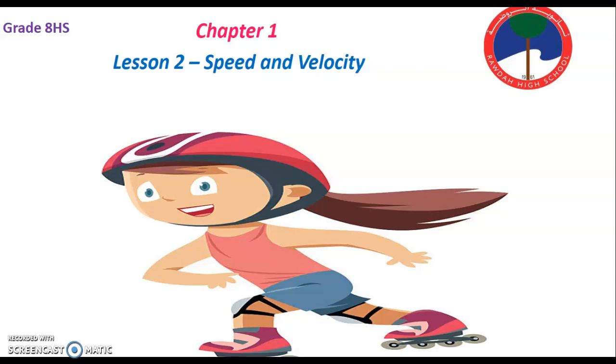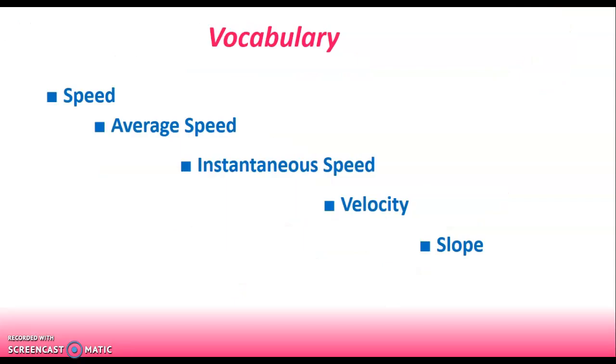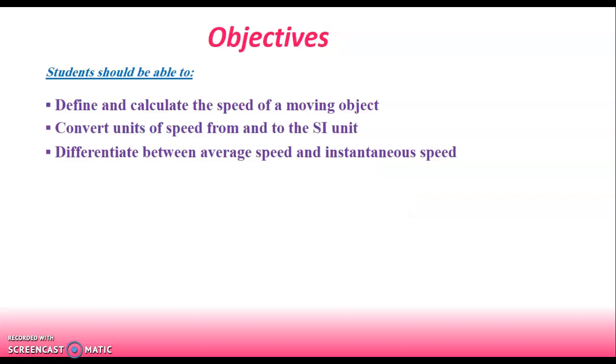Lesson 2, Speed and Velocity. The vocabulary terms that we're going to encounter in this lesson are speed, average speed, instantaneous speed, velocity, and slope. Objectives: students should be able to define and calculate the speed of a moving object, convert units of speed from and to the SI unit, and differentiate between average speed and instantaneous speed.